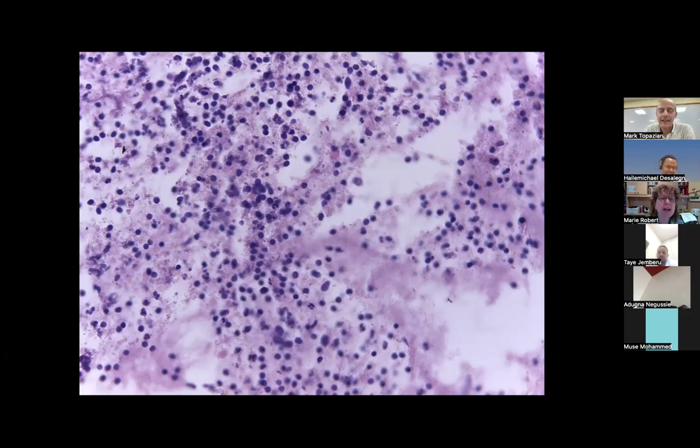I can suspect tuberculosis very strongly with this kind of almost caseating necrosis, but I don't have all the features to point there. Thank you. Thank you, Marie. Taye, do you want to comment on this case?